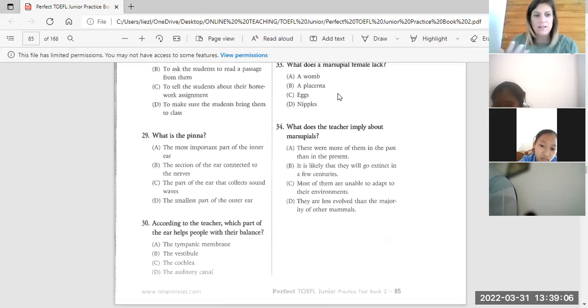A pouch is like a little bag that she's got, like the kangaroo. Depending on the species, the baby will stay in the pouch for weeks or months until it's mature enough to survive on its own. Then it will get out of the pouch first, okay? What does the teacher imply? What does imply mean? Do you know?